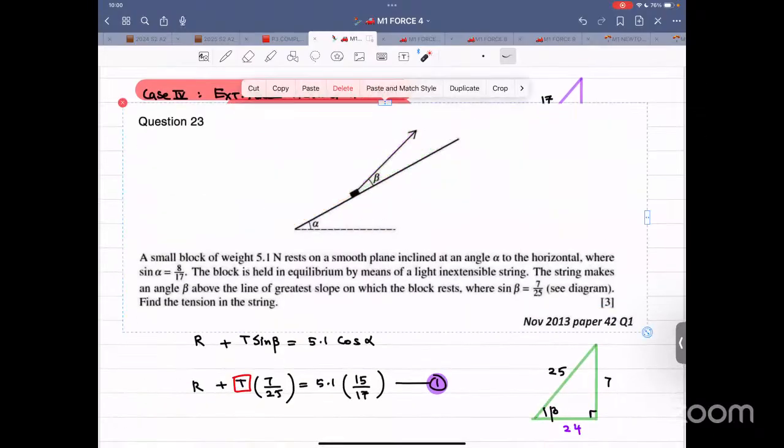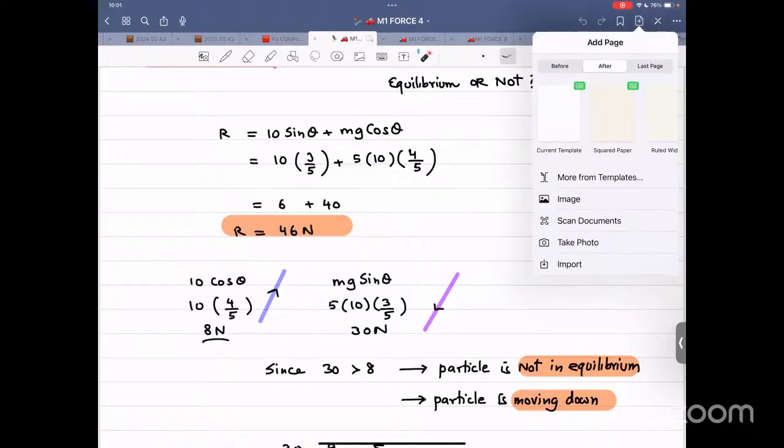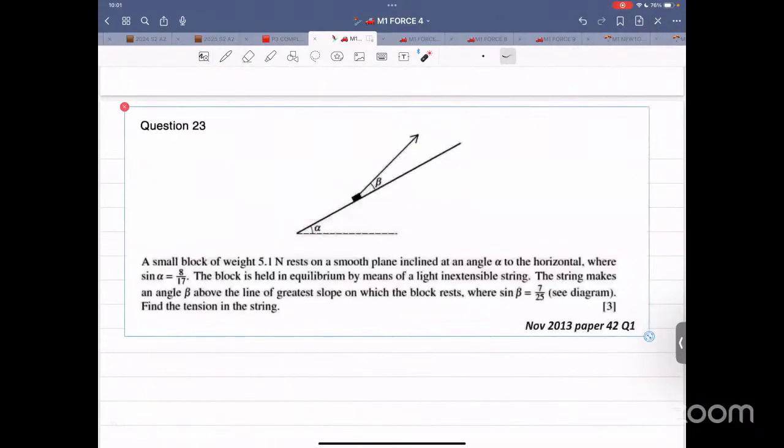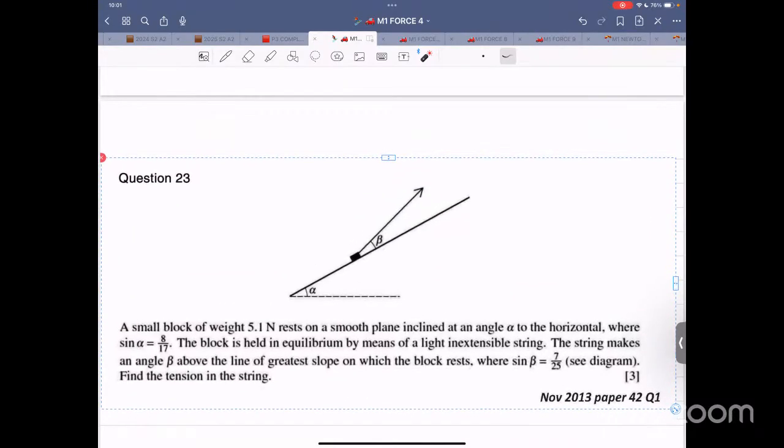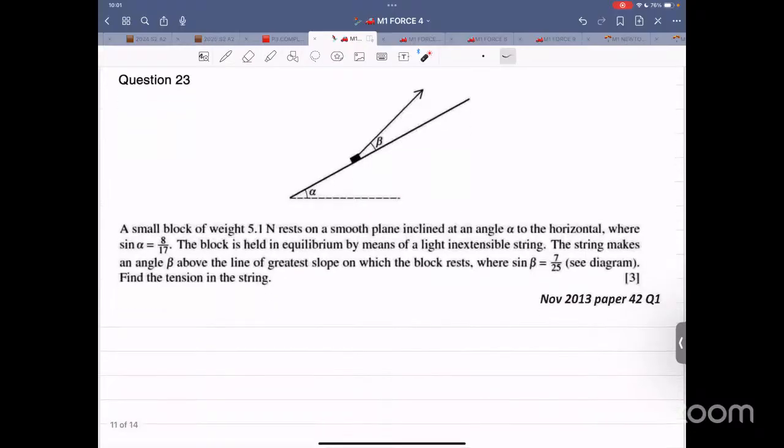Now, a nice question. Just focus on this, another one of the examiner's favorites. Have a good look at it. It says, a small block of weight 5.1 Newton rests on a smooth plane inclined at an angle alpha to the horizontal. Sine of alpha is 8/17. The block is held in equilibrium by means of a light string. The string makes an angle of beta above the greatest slope, and sine of beta is this much. So there is sine of alpha, there is sine of beta. Two things are there. Find the tension in the string.